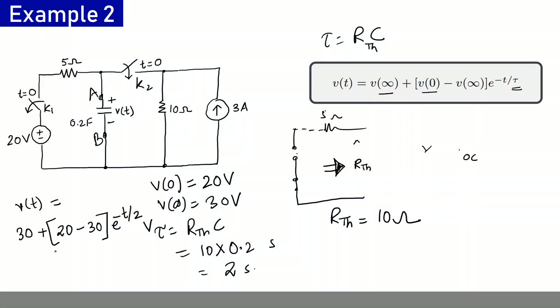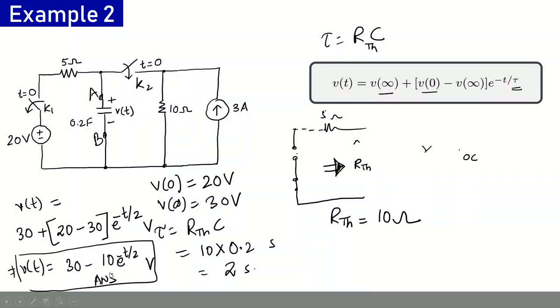So this is voltage, it will be in volts. So Vt will be 30 minus 10 into e power minus t by 2 volts. This will be the final answer.